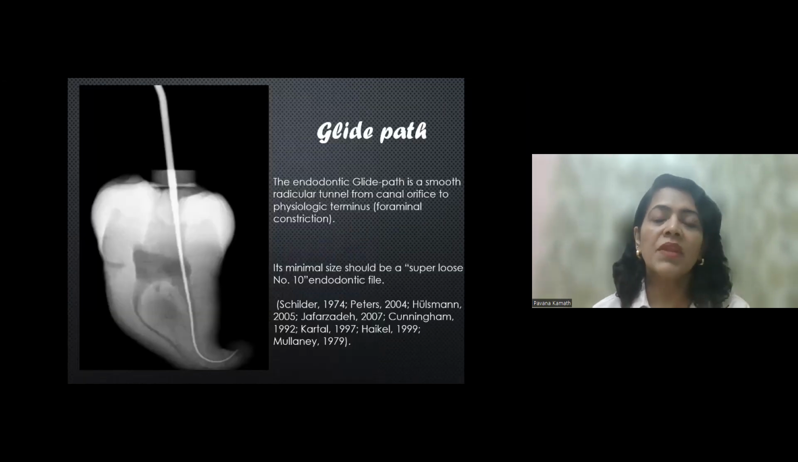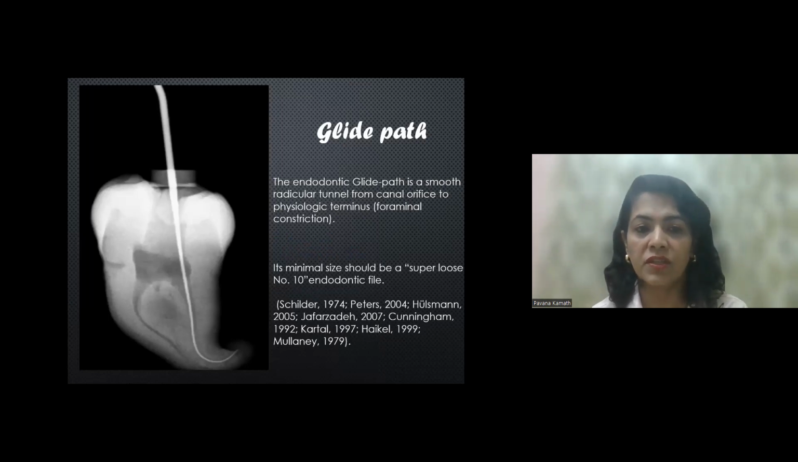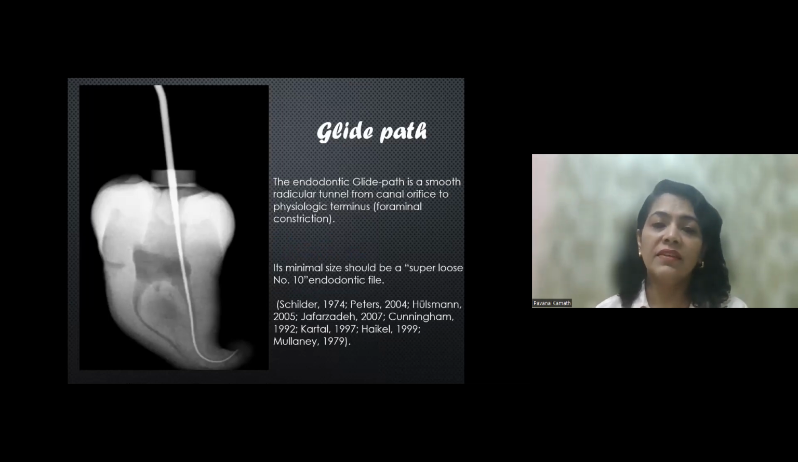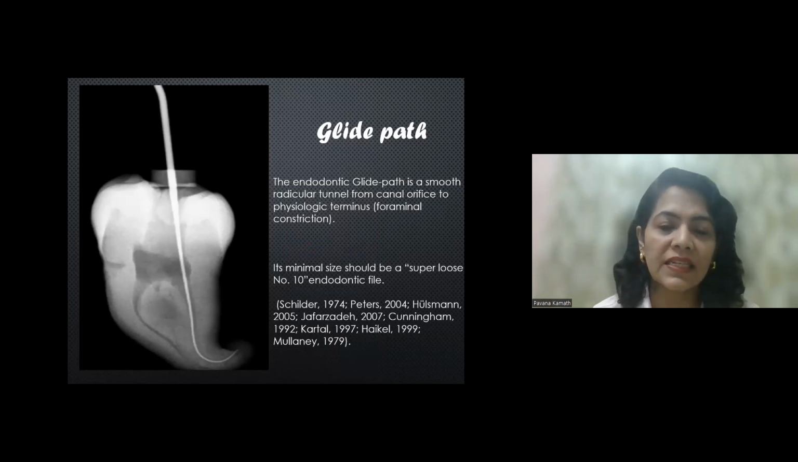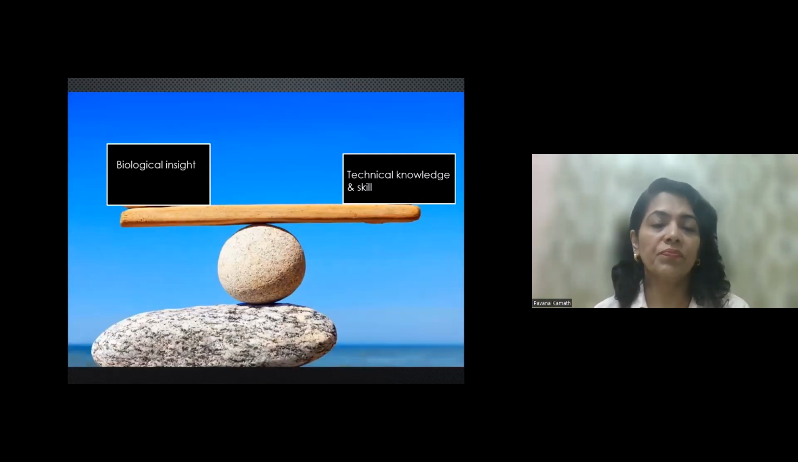Very similarly, the endodontic glide path is a smooth radicular tunnel from the canal orifice to the physiological terminus, that is your foraminal constriction. And every time a dentist initiates root canal therapy, he establishes a reproducible glide path every single time. The most commonly used instrument for establishing a glide path is a simple stainless steel number 10 endodontic file. Let us understand the significance of glide path.